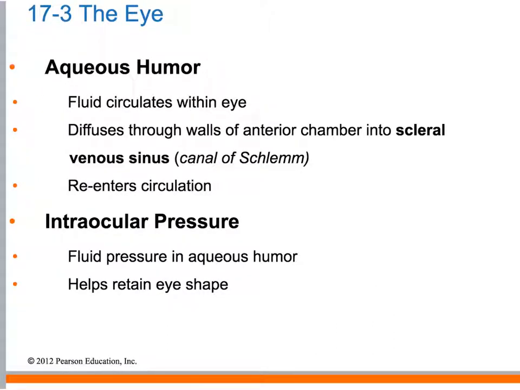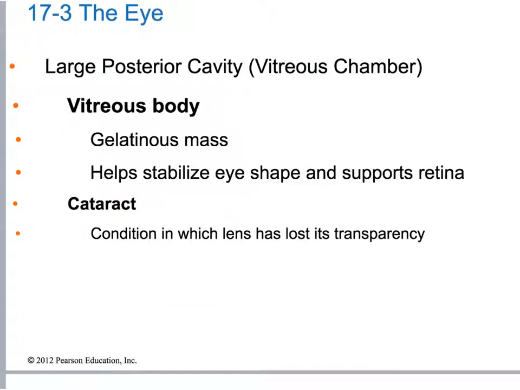In the inner chamber, there's something called aqueous humor. The fluid circulates within the eye and diffuses through the walls of the anterior chamber into the scleral venous sinus, and it re-enters circulation. The intraocular pressure, the fluid-filled pressure in the aqueous humor, helps retain the eye shape. The large posterior cavity, or the vitreous chamber or cavity, contains the vitreous body. It's a gelatinous mass, and it helps stabilize the eye shape and support the retina.